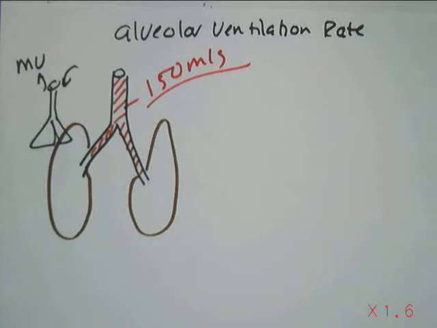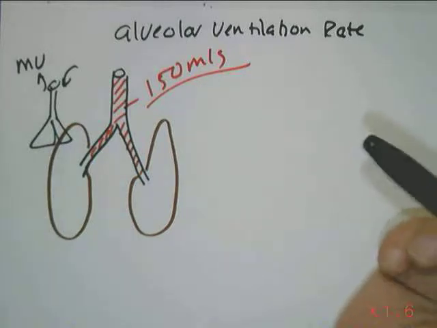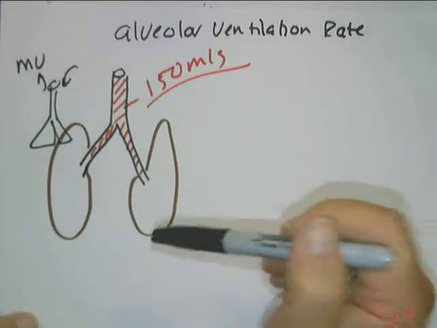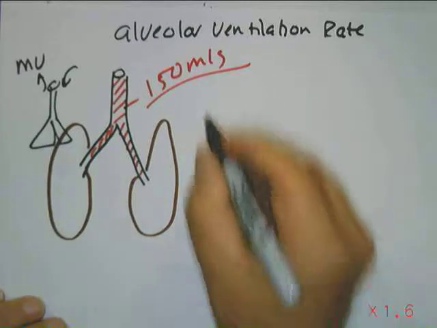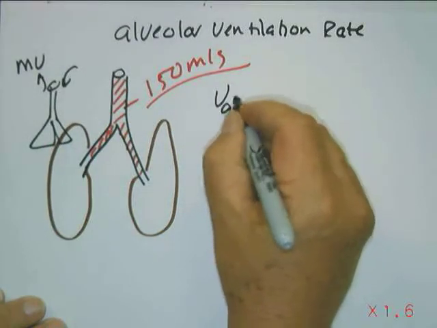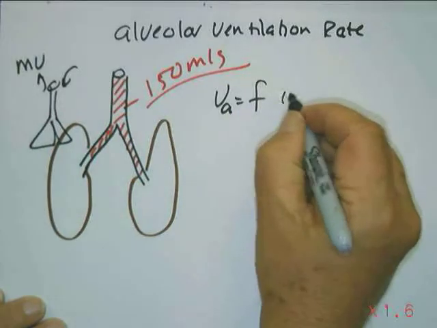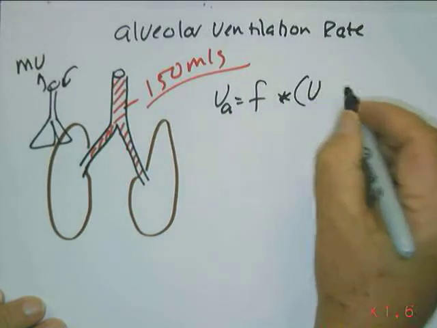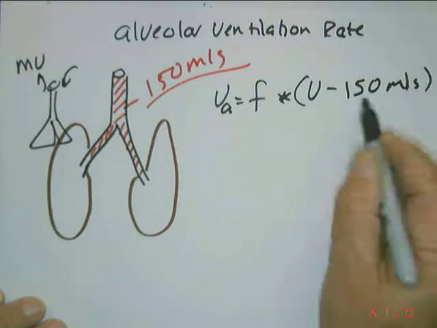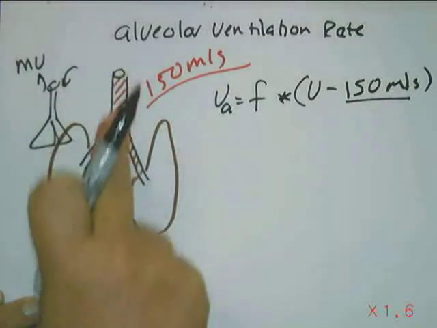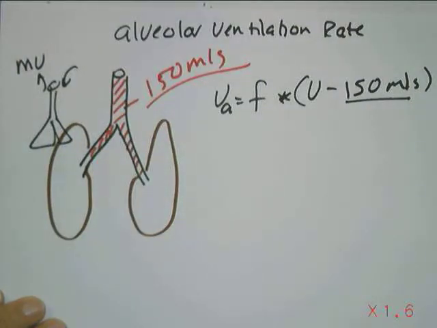So, the definition of alveolar ventilation rate is the amount of air which exchanges in the alveoli every minute. And a similar formula to the minute ventilation rate: frequency times volume minus 150 mils. 150 mils refers to the 150 mils in your bronchial tree and trachea, which does not make it to the alveoli.